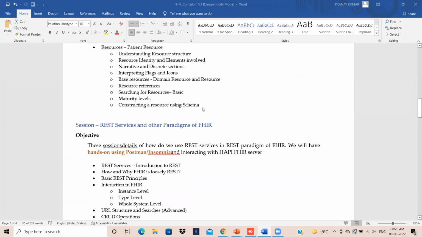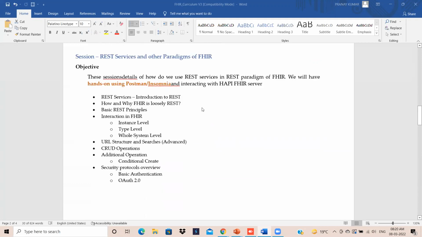And then next we will jump into REST, which is the other pair of hands for FHIR. If you talk about two hands for FHIR, one hand is resources, the other hand is REST services. So both coordinate and work in sync with each other to complete one solution. Okay, so we'll be talking about REST services in detail.